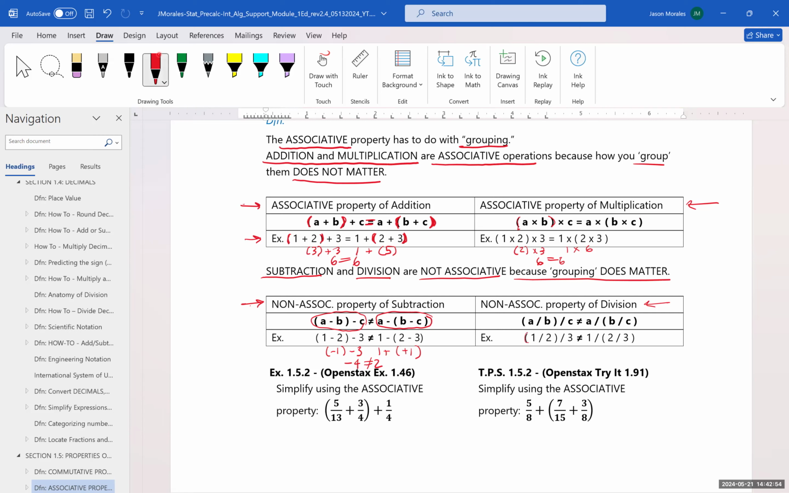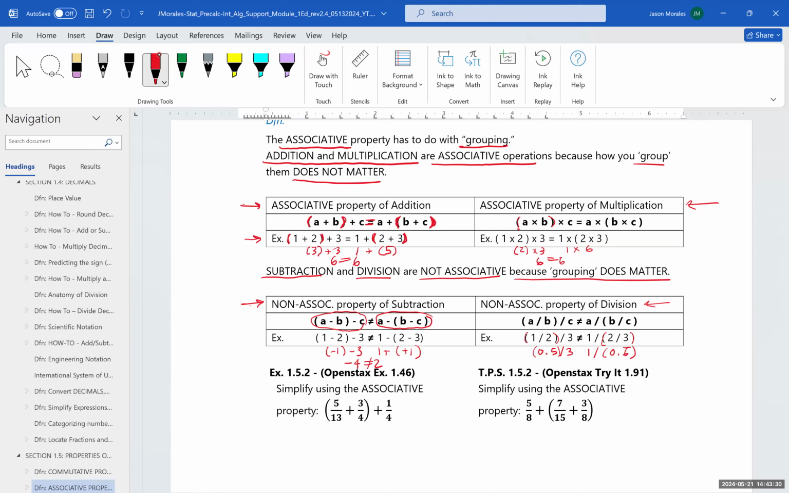So we've got grouping around 1 divided by 2 and then dividing by 3, versus 1 divided by 2 divided by 3. So 1 divided by 2 is going to give us 0.5, and then that'll be divided by 3. And then 1 divided by 2/3, 2/3 is 0.6 repeating.